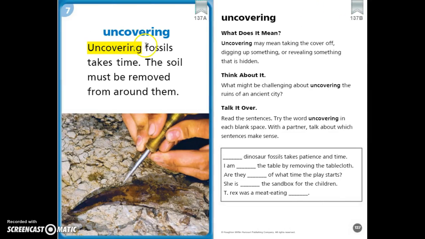Uncovering. Uncovering fossils takes time. The soil must be removed from around them. Uncovering may mean taking the cover off, digging something up, or revealing something that is hidden. What might be challenging about uncovering the ruins of an ancient city? Pause the video and talk to your learning adult about that. Read the following sentences. Try the word uncovering in each blank space. With your learning adult, talk about which sentences make sense.